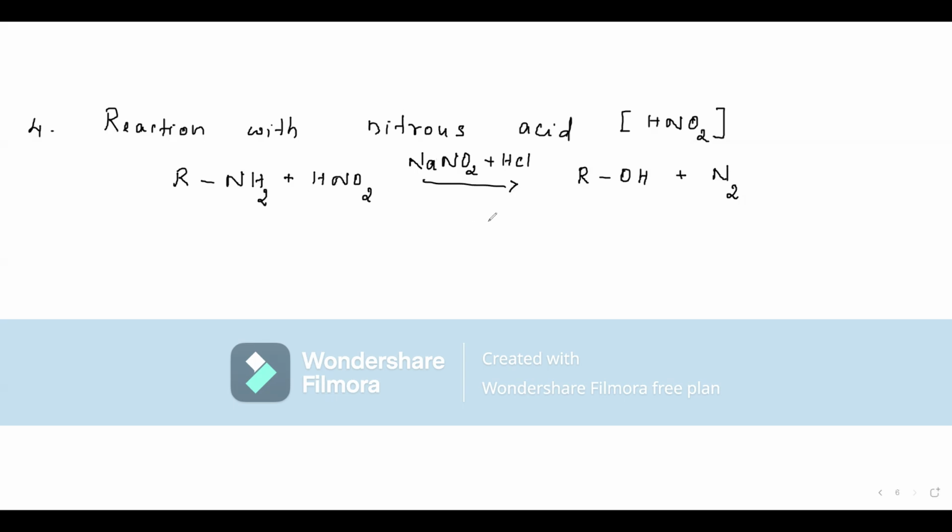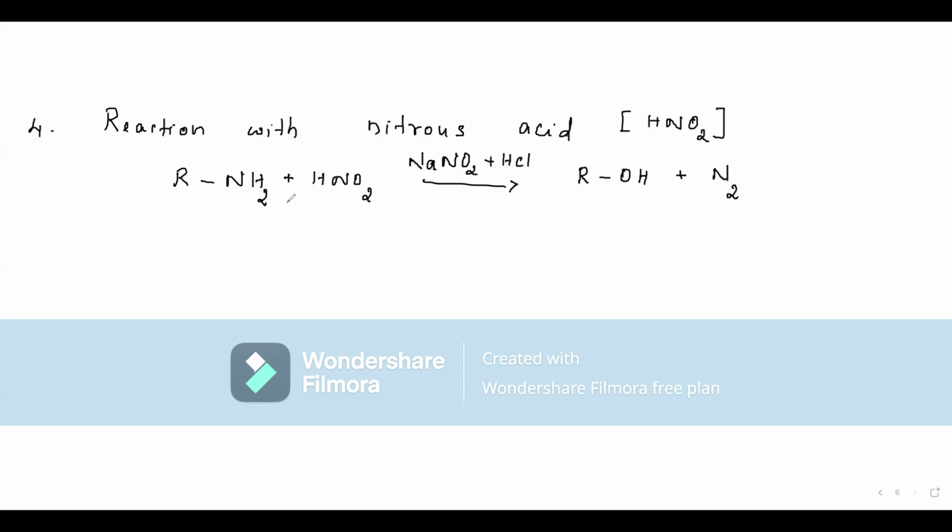See, the temperature is also not mentioned. You may remember, if it is an aromatic amine and the temperature is kept at 0 to 5 degrees, the result is benzene diazonium chloride. Here, it's an aliphatic amine, and an aliphatic amine just requires room temperature. No low temperature is needed, and the product that you get is an alcohol.